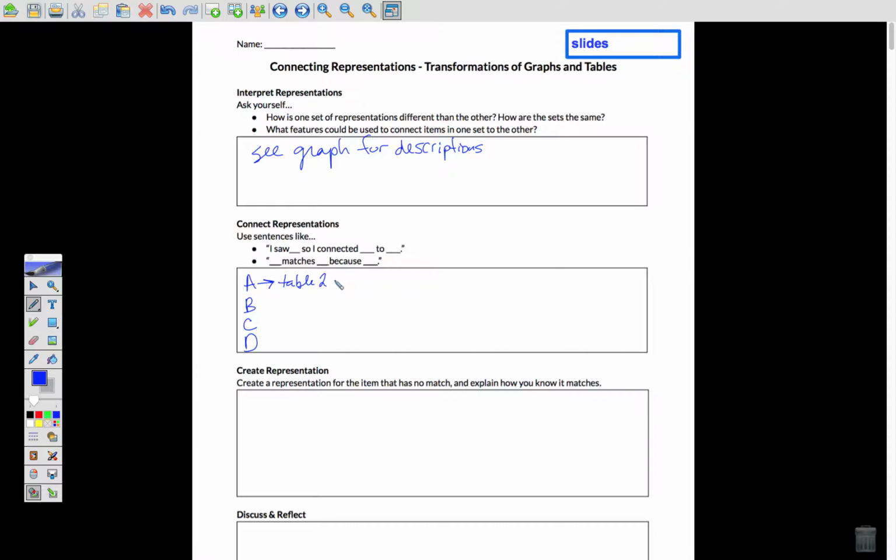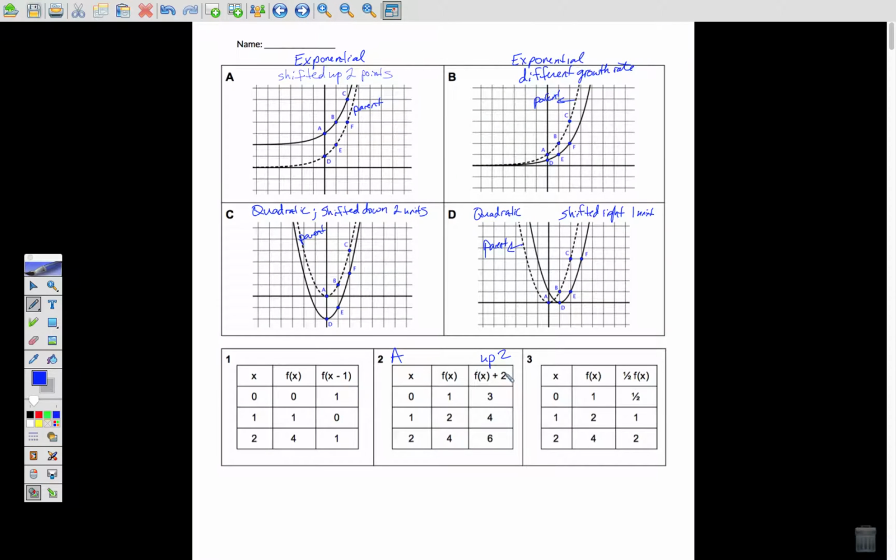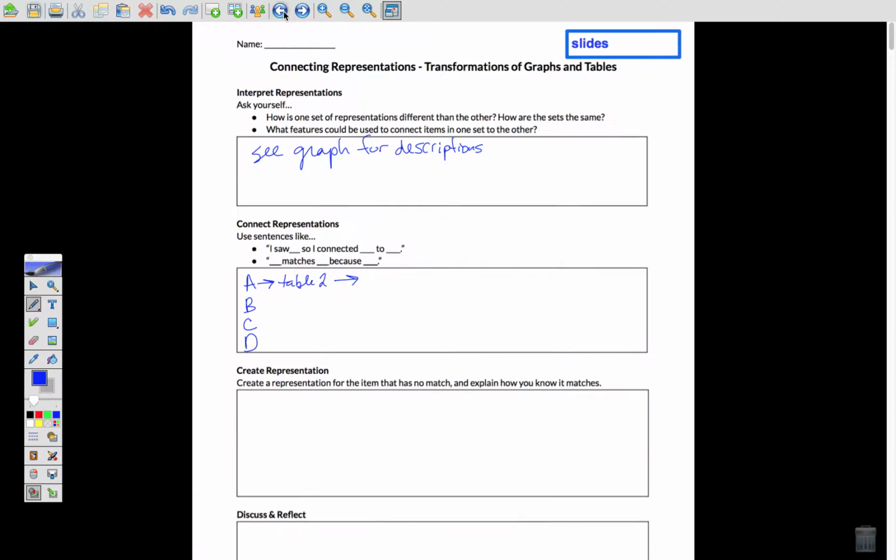And the reason why is we can see that it was added to on the outside. So our x values aren't changing. For one we have 0, 1, and then for the other one we have 0, 3. And then we can see when it's at 1, the parent graph is at 2, the other one is at 4. So the reason why is because we added 2 on the outside to shift the graph up.